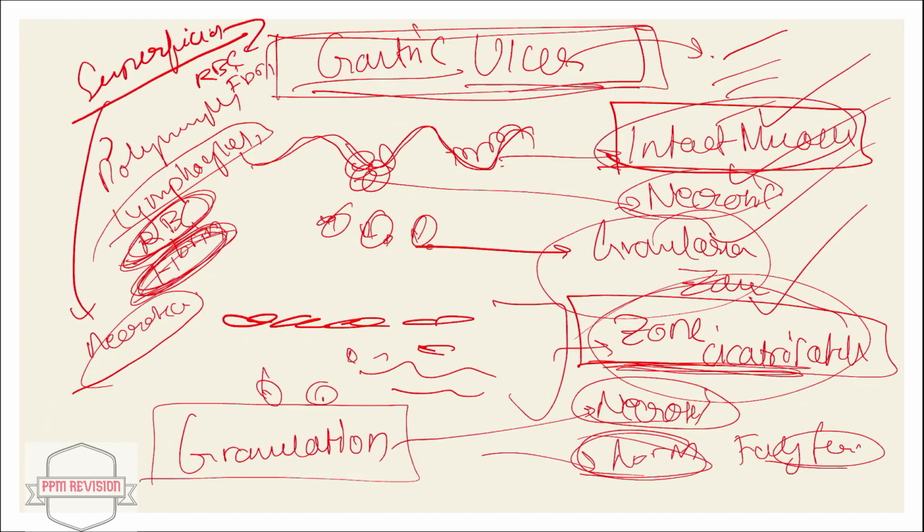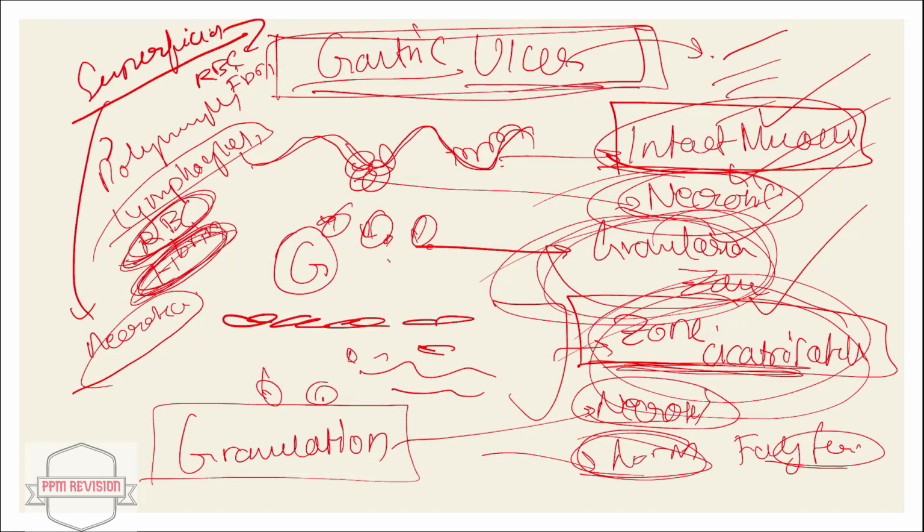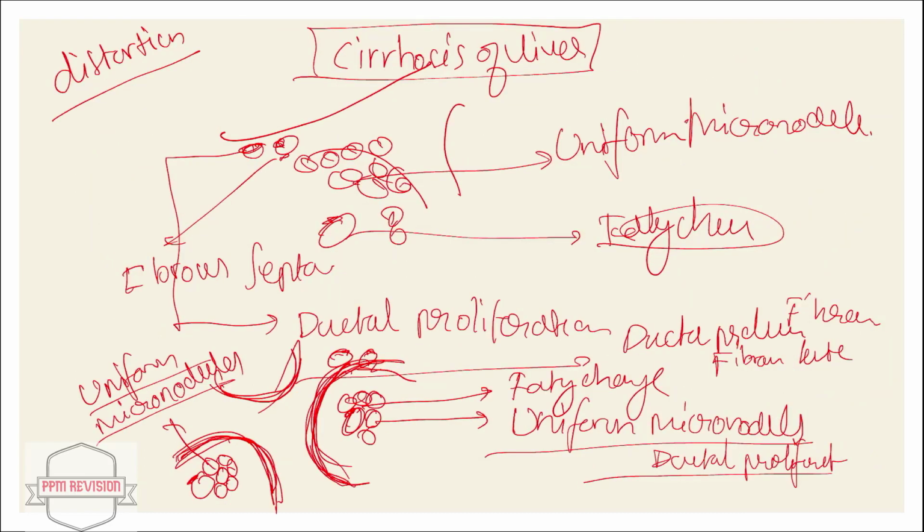Moving ahead, there's gastric ulcer. Gastric ulcer, we know there's a wavy pattern, there's intact mucosa, there's necrotic debris as well, and there's presence of granulation. We know that there's a presence of many zones. There's granulation zone, there's cicatrization zone. So zone of granulation, zone of cicatrization, and the intact mucosa and the necrosis is seen.